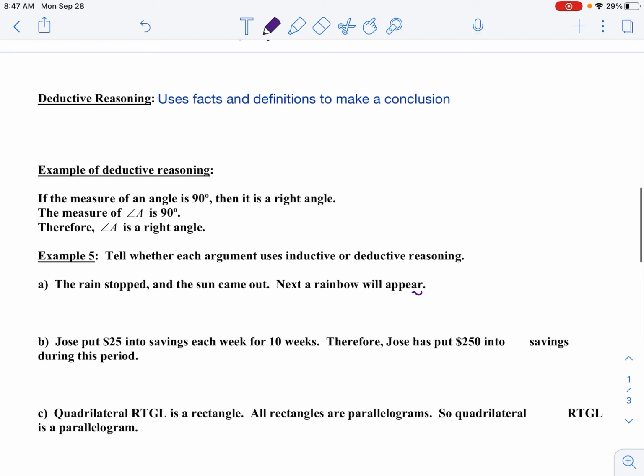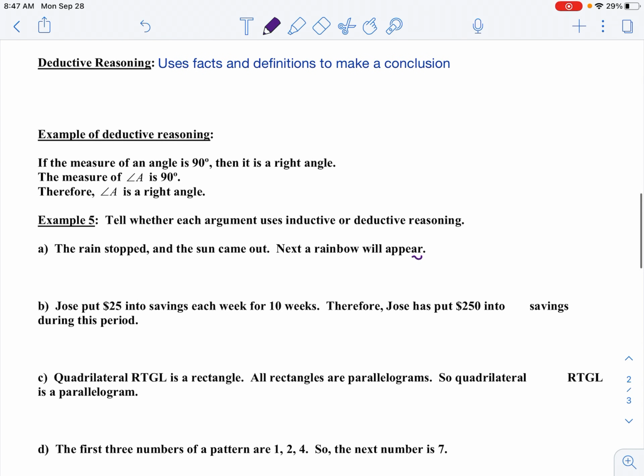Our next type of reasoning is deductive reasoning. Now, deductive reasoning, you can probably tell that I'm going to like this one because it uses facts and definitions to make a conclusion. And you've seen me do this already. Whenever we make an equation in class in the beginning of the year, I'm always saying, what gives me this equation, or what justifies this? What definition, what facts do we know? So deductive reasoning is not based on observations. It's based on facts. It's based on definitions to make conclusions.